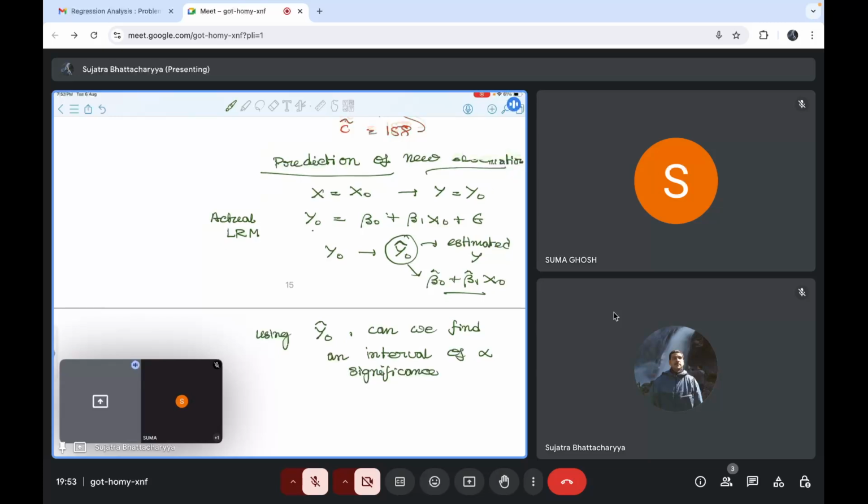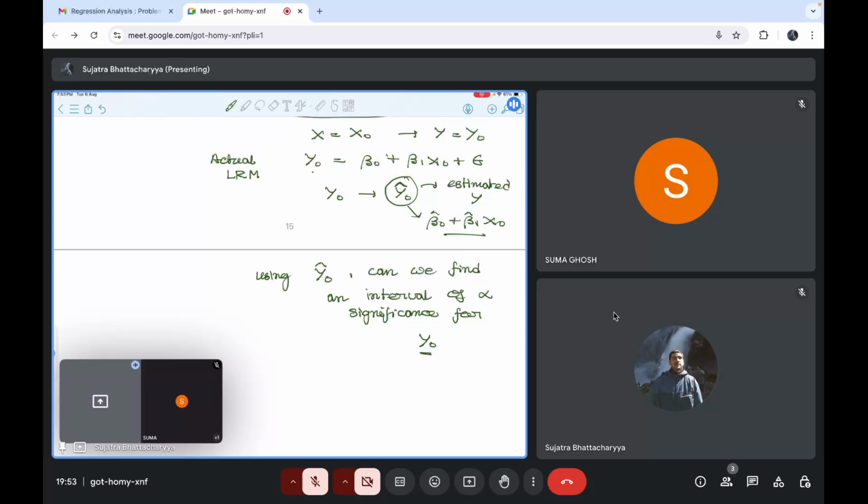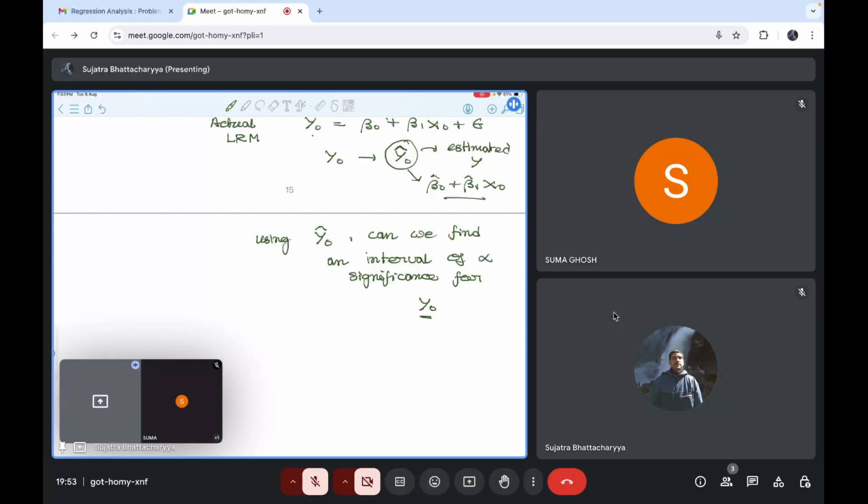Can we find an interval of alpha significance for the actual y naught, the new observation? This is the prediction of the new observation. Based on your y naught hat, you don't know what y naught is, because this is the population y naught. But we can definitely calculate y naught hat, which we have seen. So based on this estimated y, can we calculate an interval for this actual population parameter y naught? That is the prediction of a new observation.